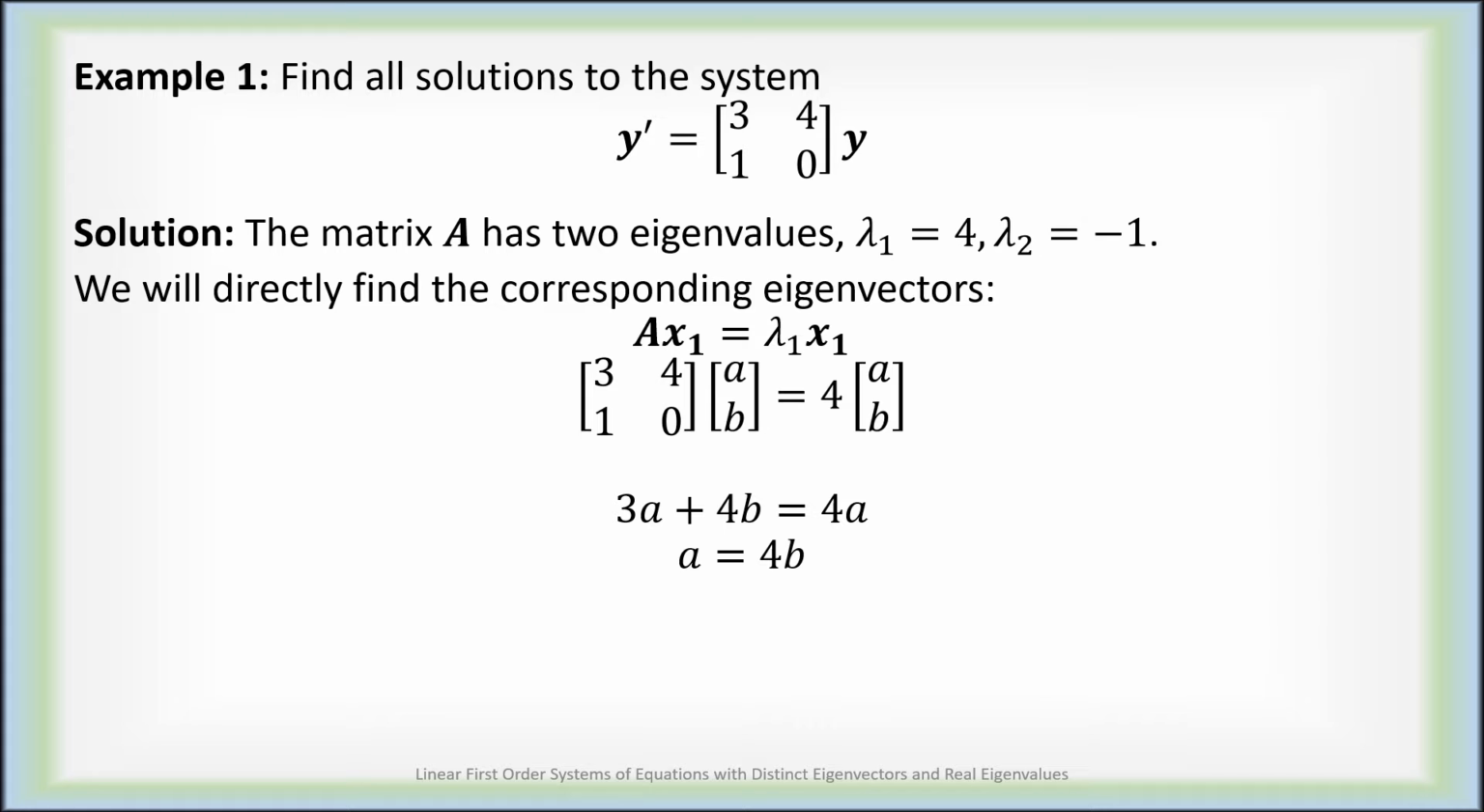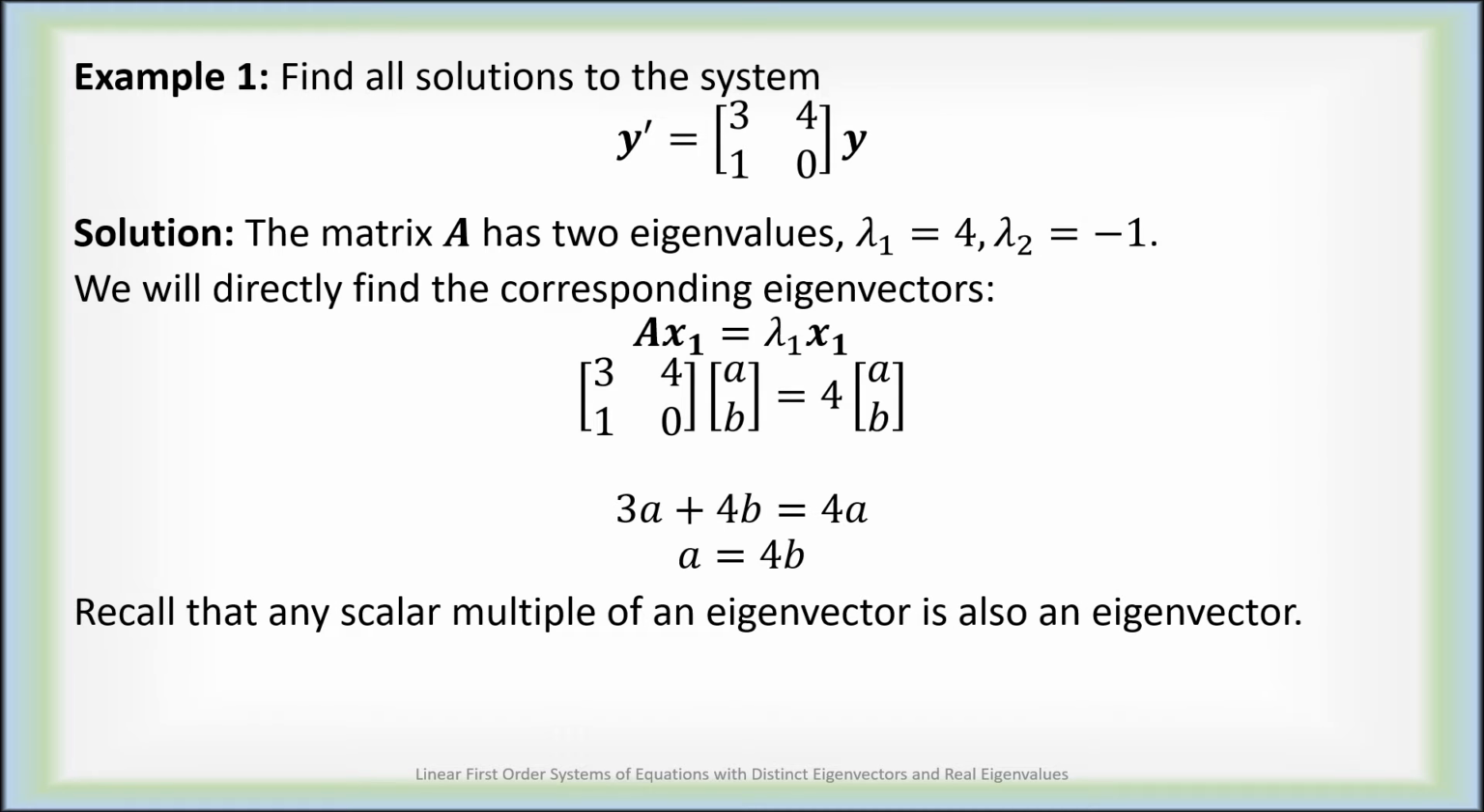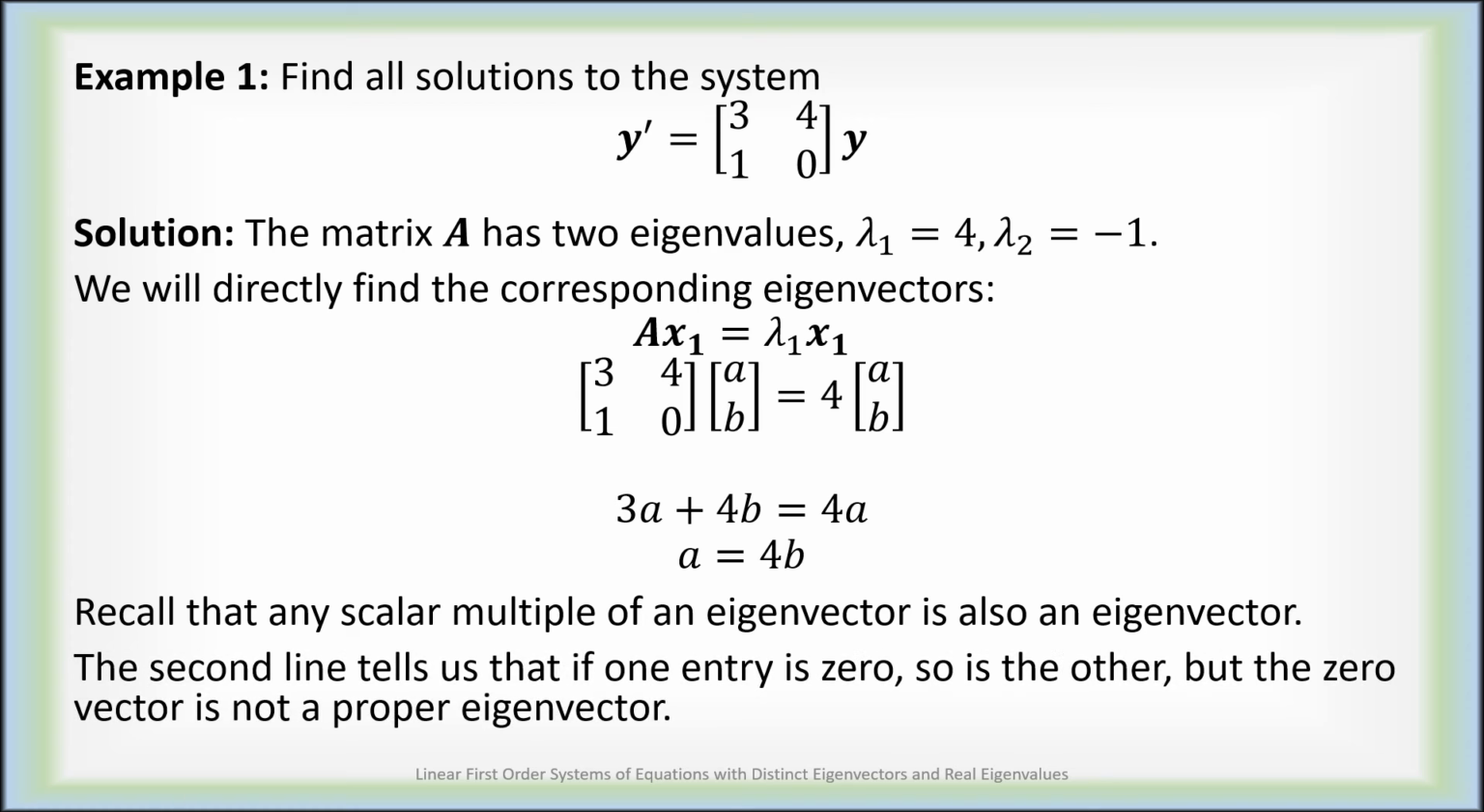So while we do have two equations and two unknowns, we are not going to be able to find a unique solution. Any scalar multiple of an eigenvector is also an eigenvector, so there is not a unique solution here. We're only looking for a non-zero solution. Now the second line, a equals 4b, tells us if one of the two numbers is 0, then the other one must be. But an eigenvector cannot be the 0 vector. So a must equal 4b, but they can't both be 0. Therefore, neither one of them can be 0.